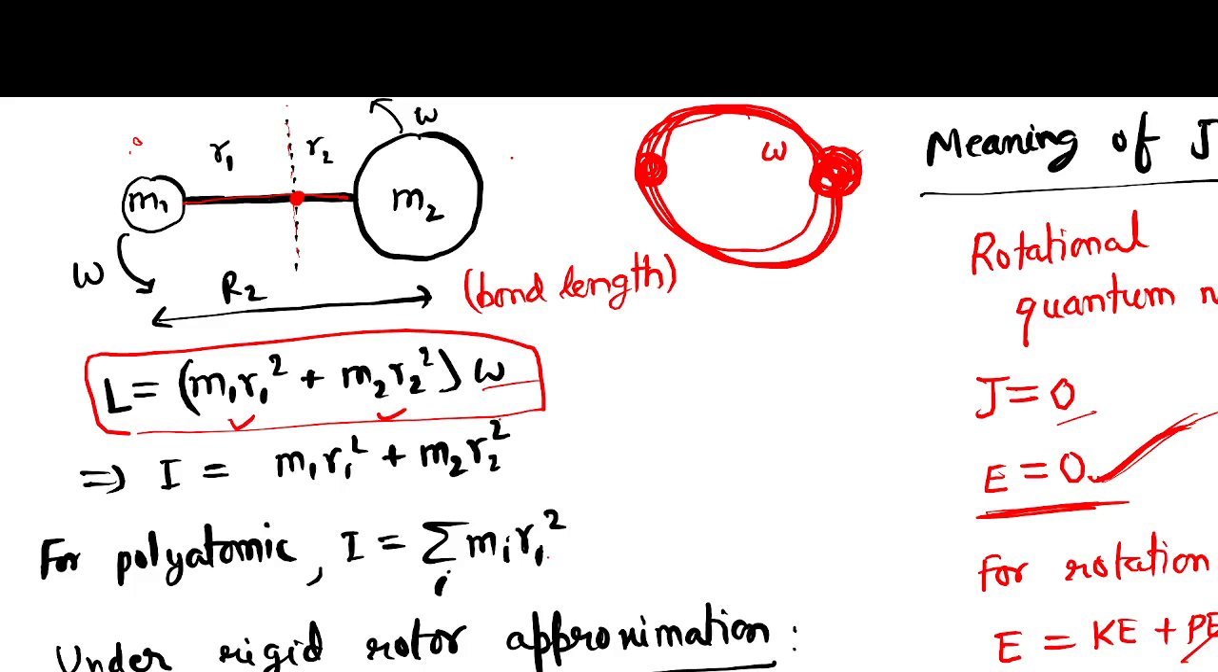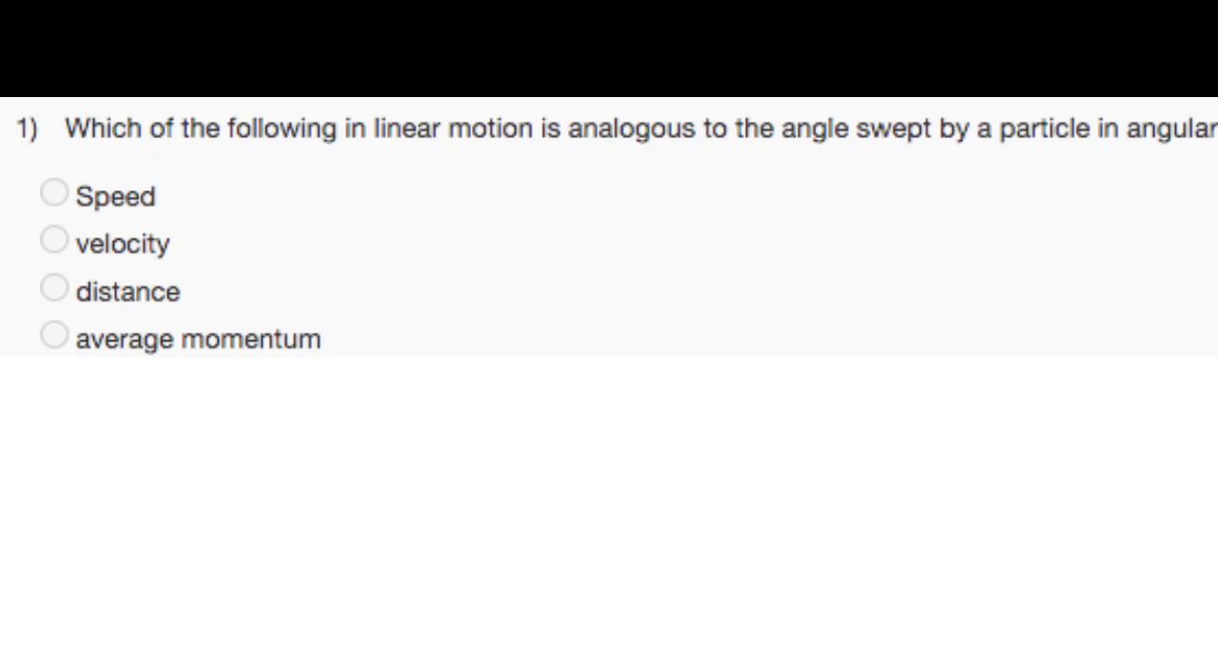Now based on our first lecture of rotational spectroscopy, we will solve a few problems. This is the first question. Which of the following in linear motion is analogous to the angle swept by a particle in angular motion? So we will write like this.